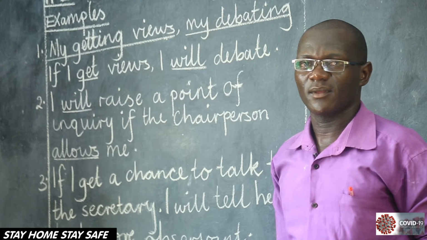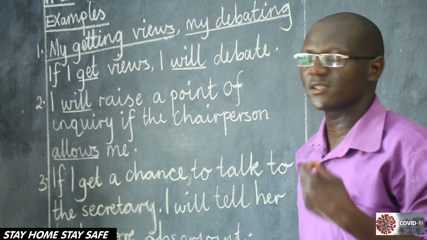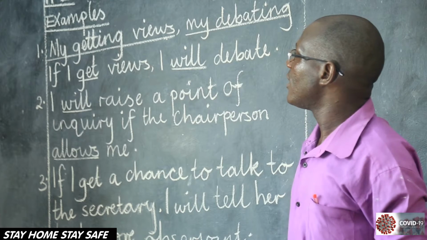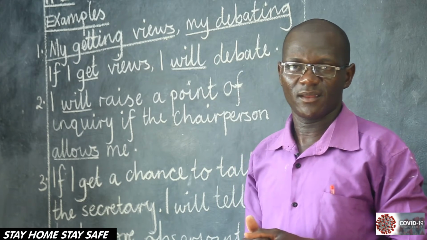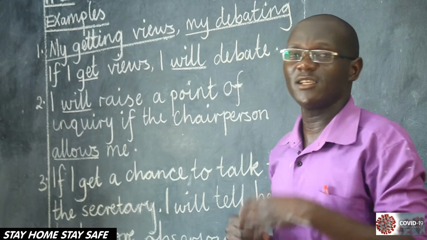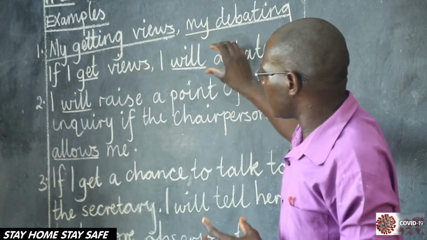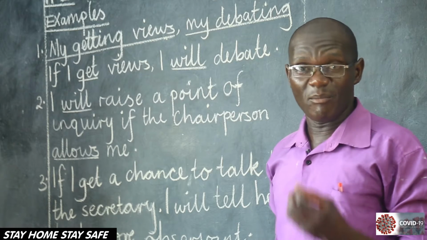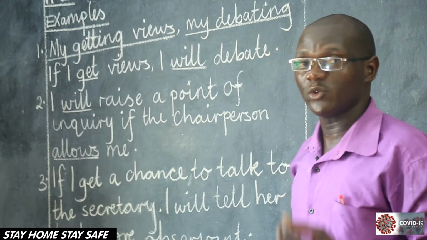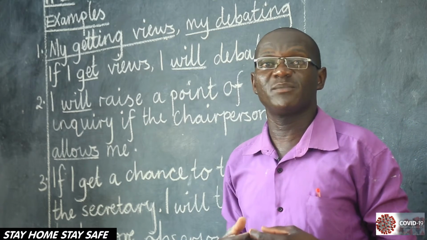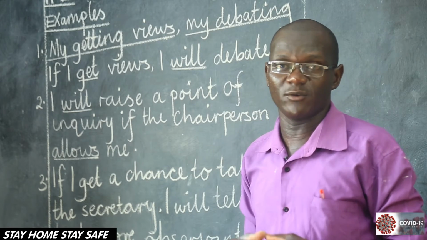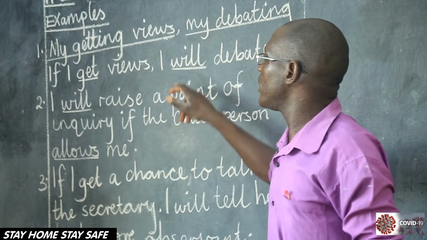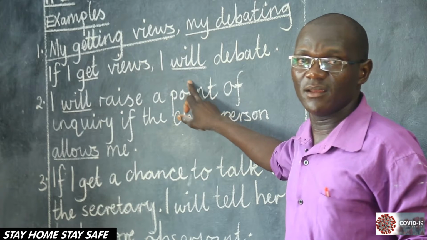So look at example number one. My getting views. I have the hopes of getting the views. If one talks about possible conditions. Therefore, with my getting views, there is a possibility of getting the views. Indeed, I will be able to get the views. What do you think will happen? The main clause must be in the future tense, whereby we use will and shall to express the possibility of what we think may come out as a result. We use will and shall to express the possibility of those results. Therefore, we shall use will or shall in our main clause.